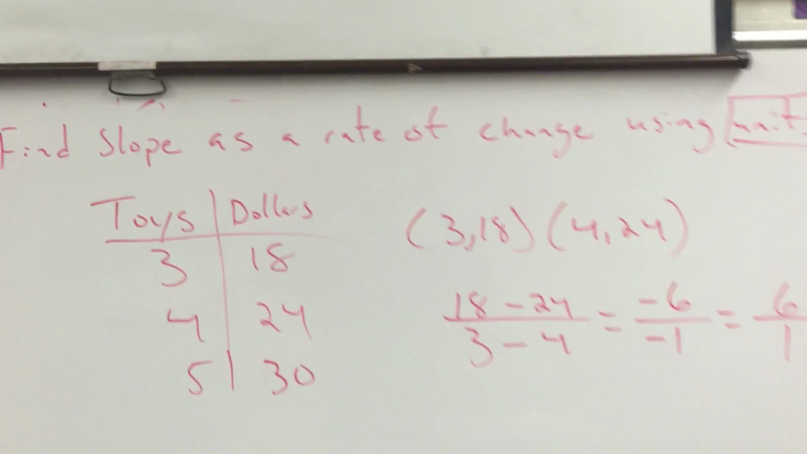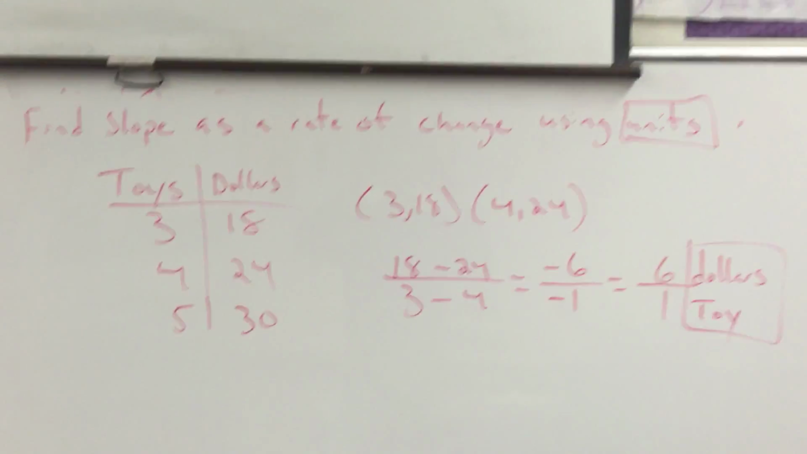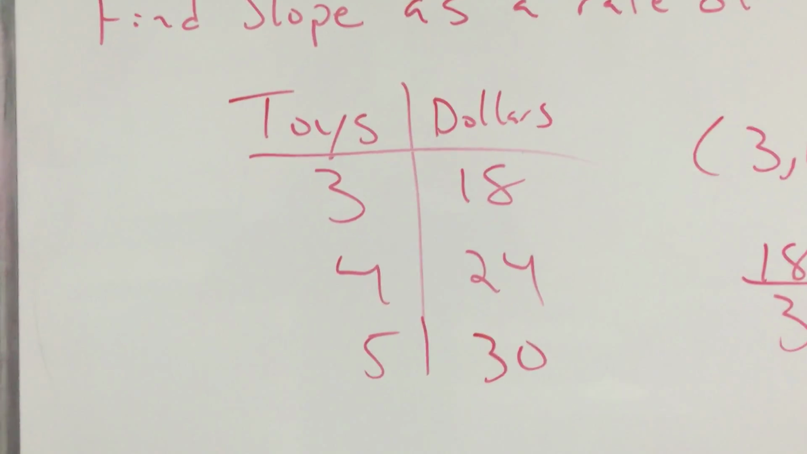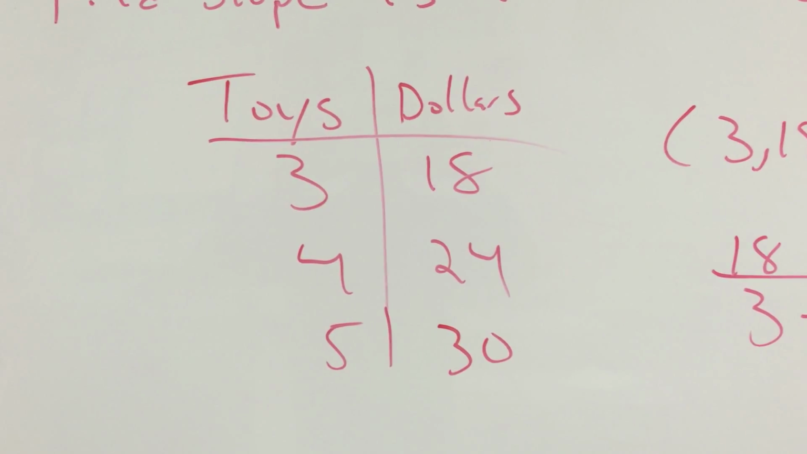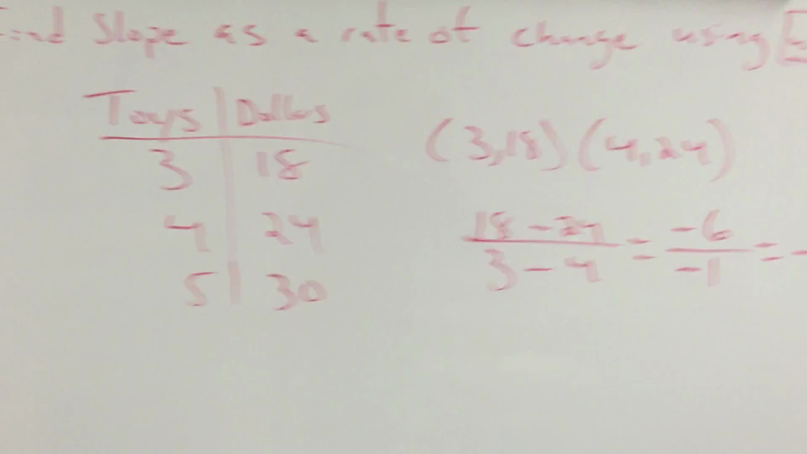Moving over, finding slope as a rate of change using units. They're probably going to ask you something about that on your test. So let's say I had this graph. It says toys compared to dollars. 3 toys, $18. 4 toys, $24. 5 toys, $30. And I say, give me the slope of that, right?